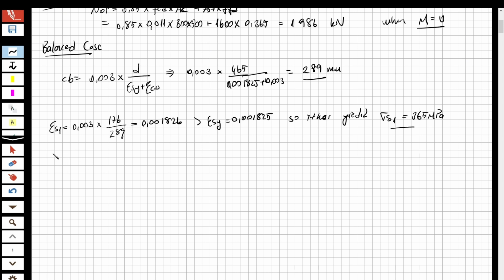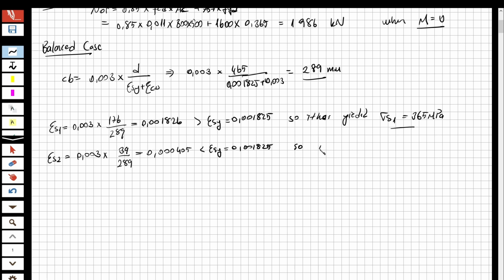For the second one, it's going to be 0.003, this is the strain of concrete, multiplied by 39. I told you that it's 39, if you remember. This is going to be equal to 0.0000405, and this is smaller than epsilon sy, equal to 0.001825. So we are going to calculate the stress.